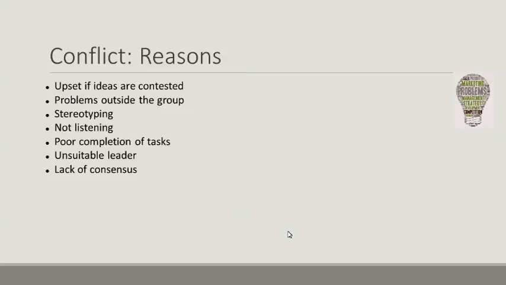Somebody might be upset if ideas are contested. There could be problems outside the group. There could be stereotyping, not listening, poor completion of tasks, an unsuitable leader, or a lack of consensus.